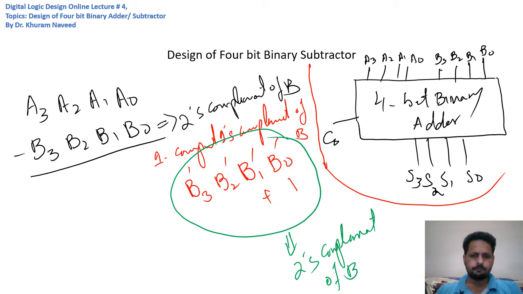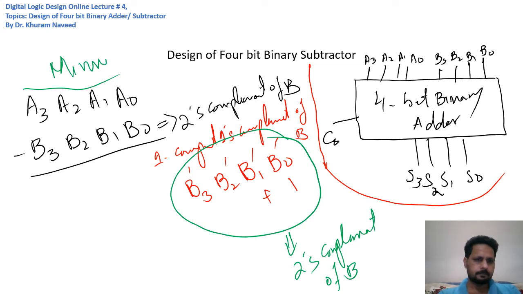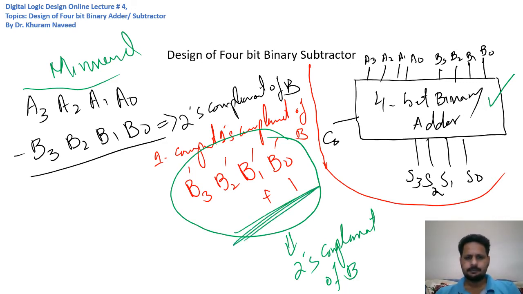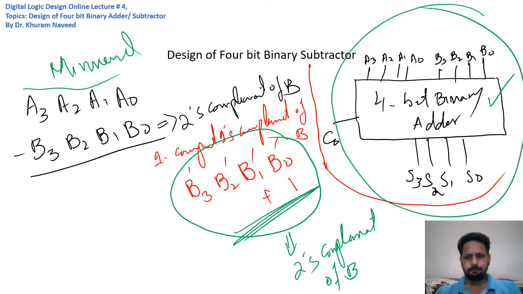And then we add this 2's complement of B to the minuend, which is given here, right? So we already have a circuit that could add two 4-bit binary numbers, which is given here. So if we can devise a hardware that could take this 2's complement, then we can easily convert this 4-bit binary adder into a 4-bit binary subtractor.